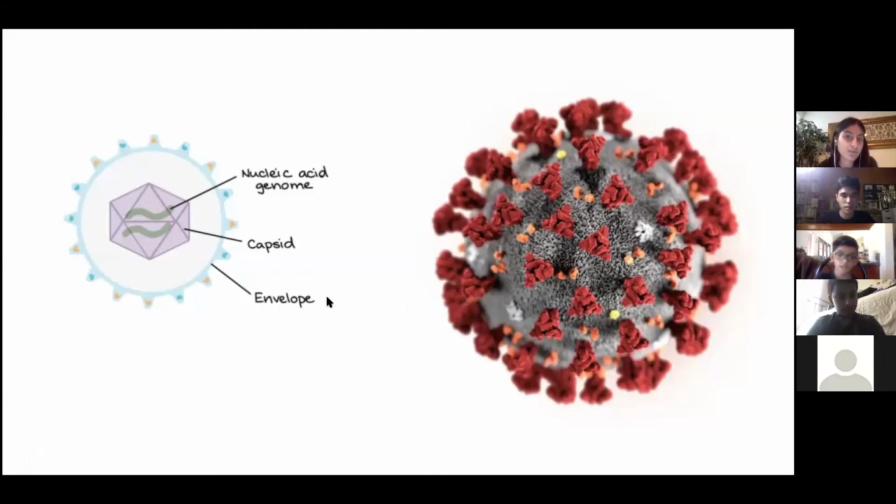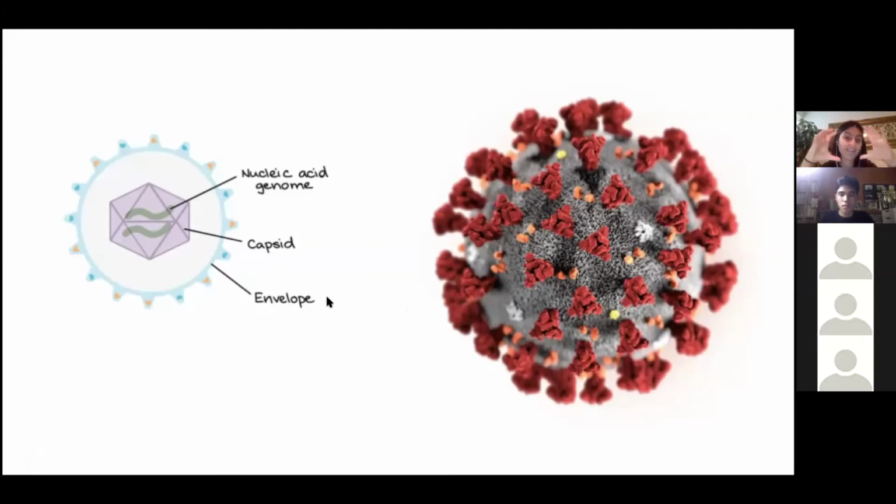Can everyone see this image? Yeah. Cool. On the left, we have a general diagram of what a virus looks like. We have an outer covering, and inside the virus, we have some genetic information. This genetic information can be DNA, RNA, it doesn't really matter. The main thing we want you to take away is that there is some sort of brain of the virus, and that's the genetic information that controls the virus's actions.